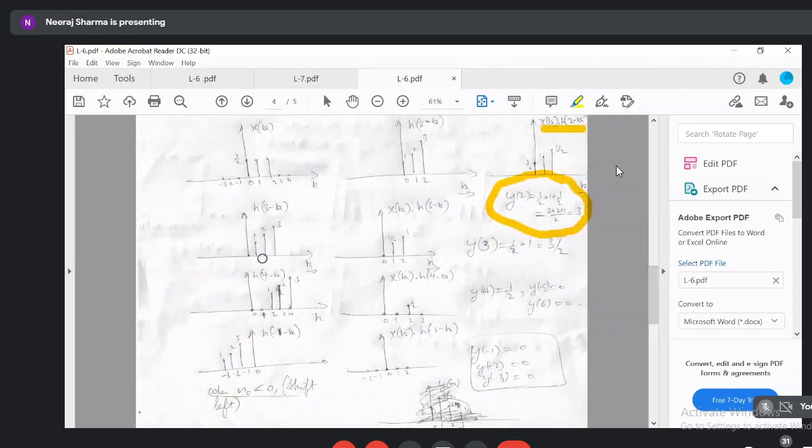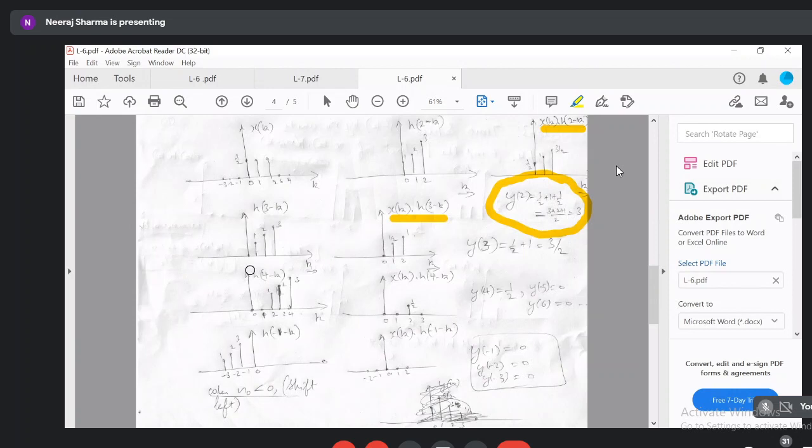So this is h3 minus k, that is for k equal to 0, 1, 2 and 3. We have these 4 samples now. Next step is to find the product of xk with h3 minus k. So this is the product of xk with h n naught minus k when n naught is equal to 3.